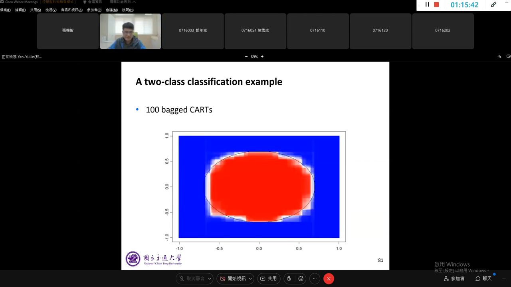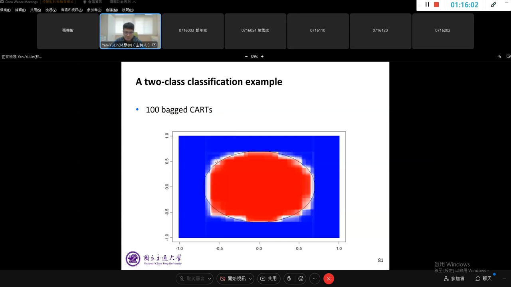Once we use bagging, we can generate 100 copies of the bootstrapped data set, such that we will have 100 corresponding CARTs. Okay, so in the paper, they are called the 100 bagged CARTs.